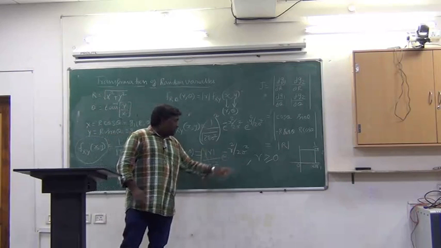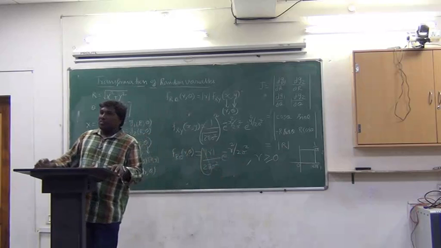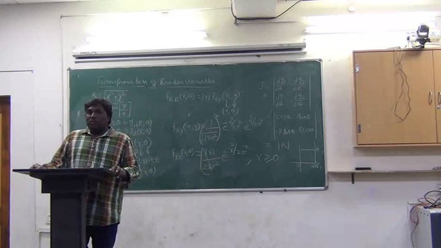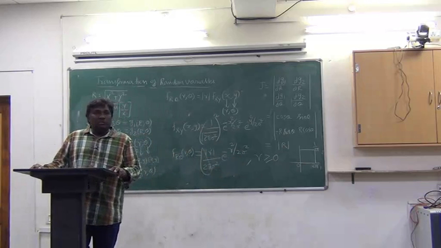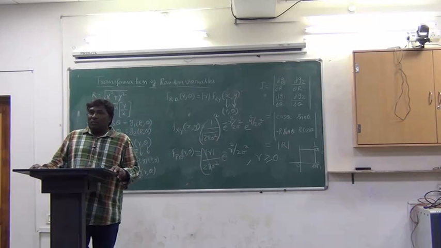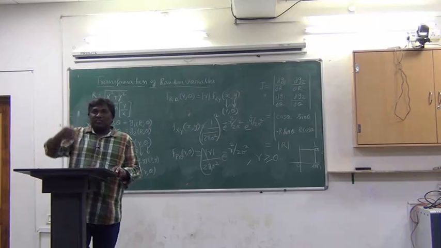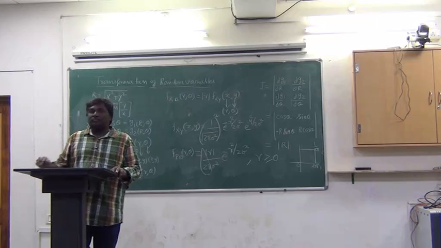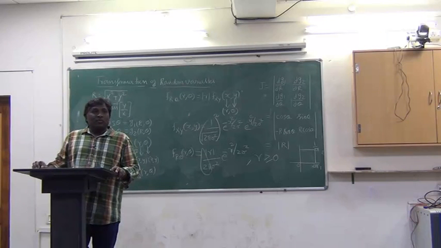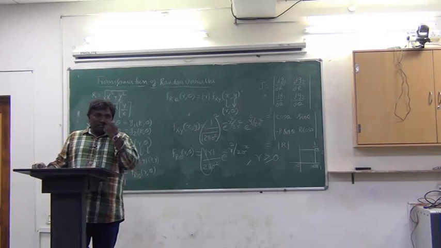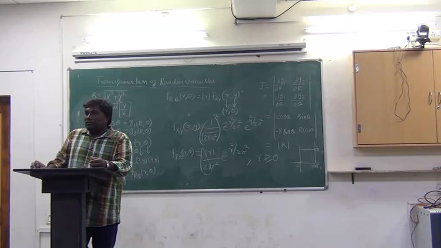I get a distribution r by sigma square e power minus r square by 2 sigma square, where r is greater than or equal to 0, and that distribution is called the Rayleigh distribution. This is used in telecommunication. The channel model that we use is the Rayleigh channel.